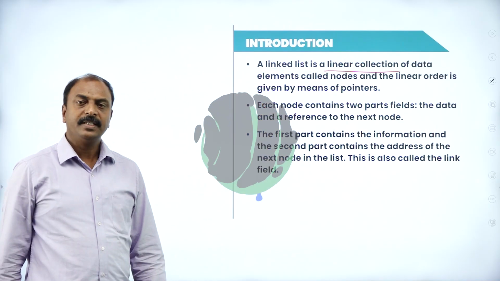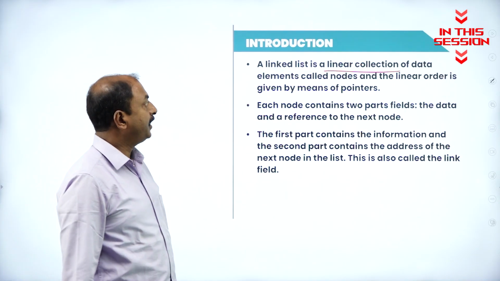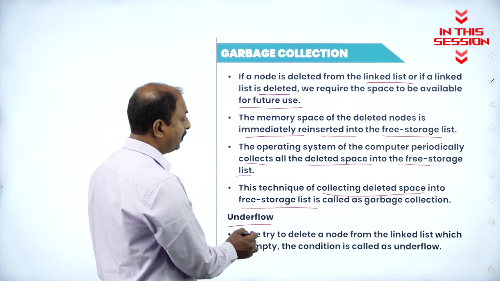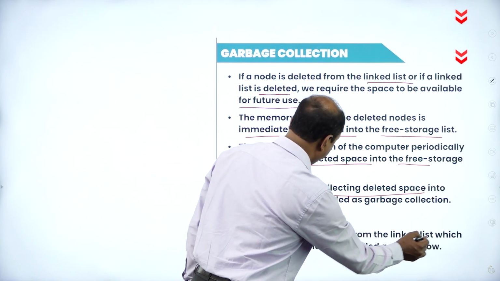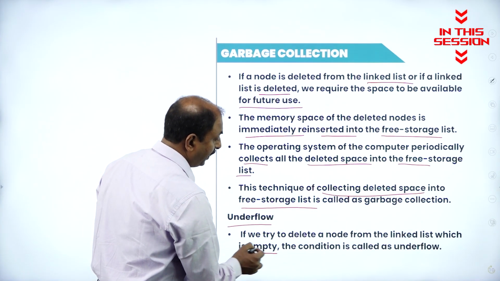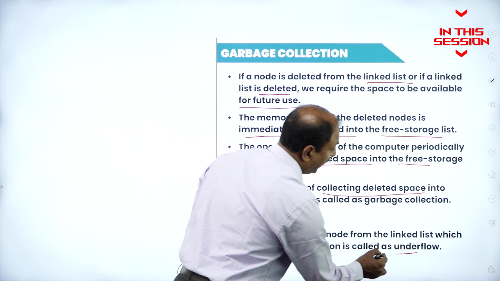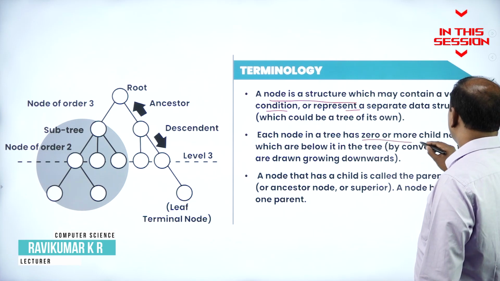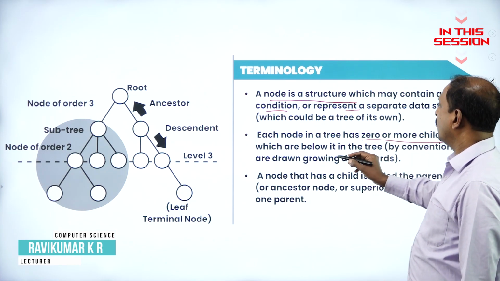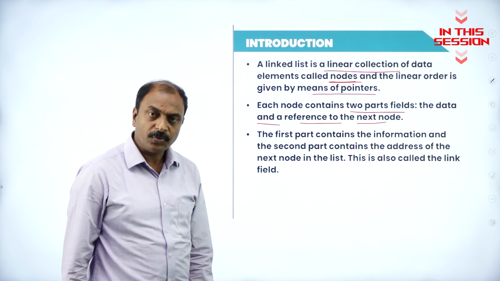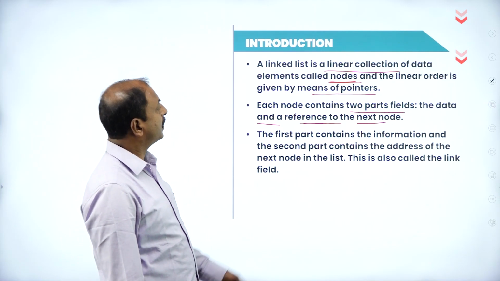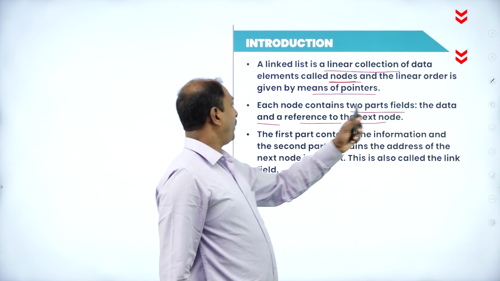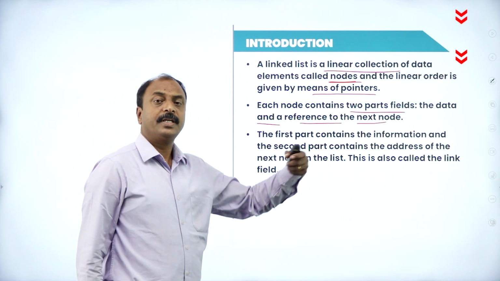What is a linked list? Linked list is a linear data structure. If we try to delete a node from the linked list which is empty, the condition is called underflow. Each node in a tree has 0 or more child nodes which are below it in the tree. Linked list is a collection of nodes and each node consists of two parts, one is a data field and one for reference to the next node.